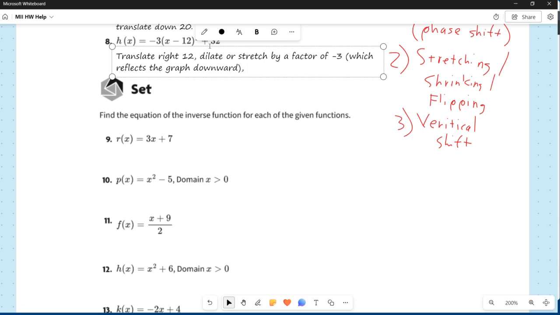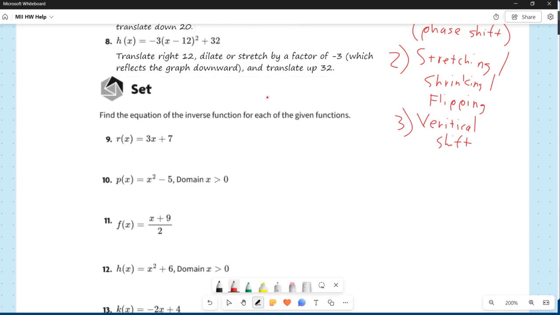And then the last thing that happens is we translate up 32 units, and that represents our vertical shift. And that's how we get h of x from our parent function.